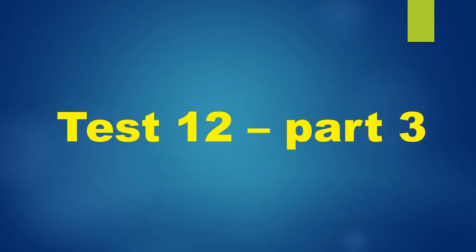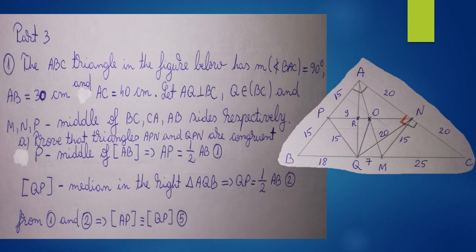Exercise 1. The triangle ABC in the figure below has the measure of angle BAC equal to 90 degrees, AB equals 30 centimeters and AC equals 40 centimeters. Let AQ be perpendicular on BC, Q belonging to the segment BC, and M, N and P are the midpoints of the sides BC, CA, and AB respectively. Point A. Prove that the triangles APN and QPN are congruent.